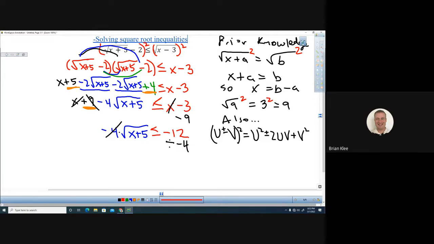All right, so what do we got left over after that? Well, we got root of x plus 5 needs to be less than or equal to negative 12 divided by negative 4 is positive 3.